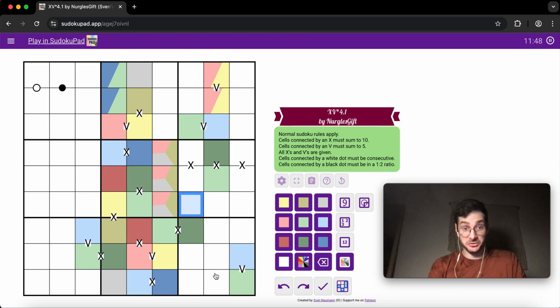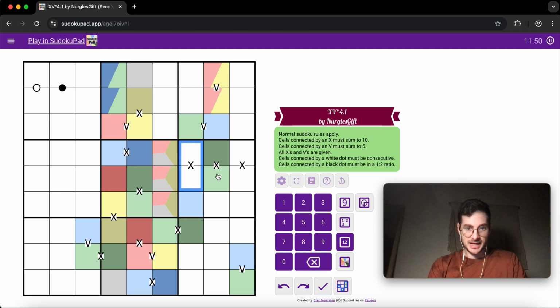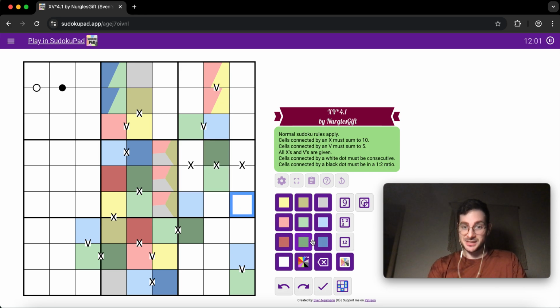Similarly, we can ask where dark blue can go. Can't be on any of these X's because it needs its friend, light blue, which is already taken. Can't be in here because it's already taken. And it can't be here because that would be next to a light blue, but there's no X between them. So we know that this must be dark blue. And the only space for a 5 left in this box is right there. So we know that this is not a 5.